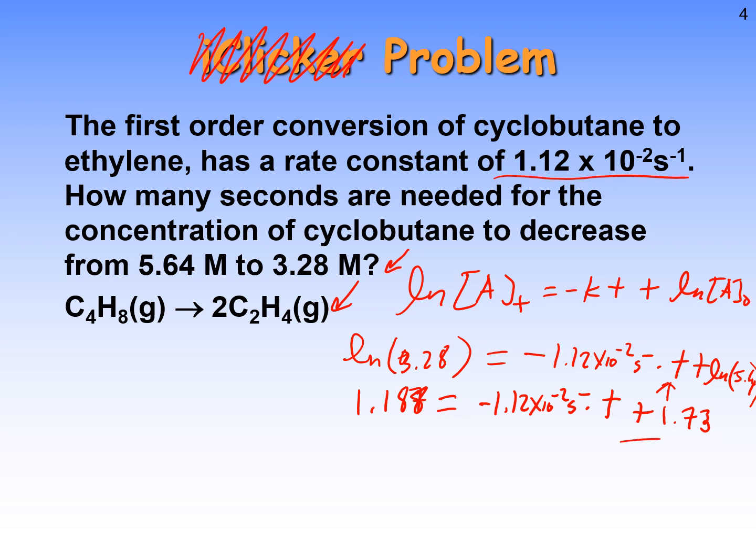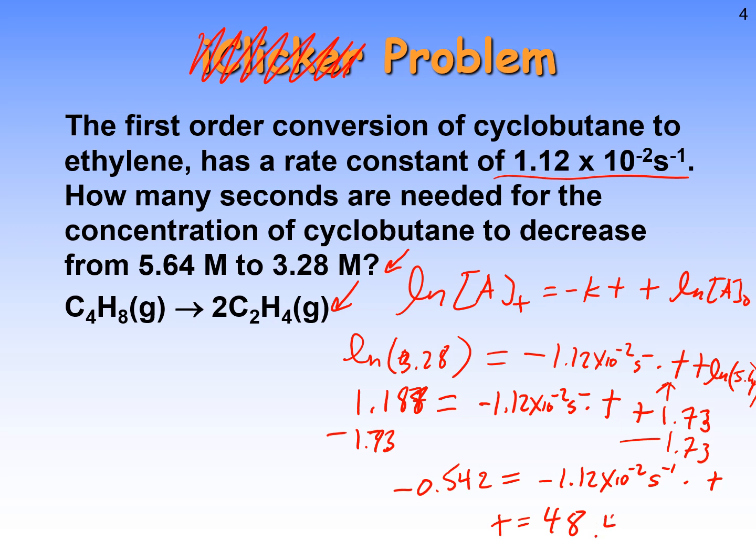So I can subtract over this 1.73 from both sides and get the next part. Negative 0.542-ish is equal to negative 1.12 times 10 to the negative 2 inverse seconds times t, and we can just divide over and solve for t. And so this is my answer of how long this would take.